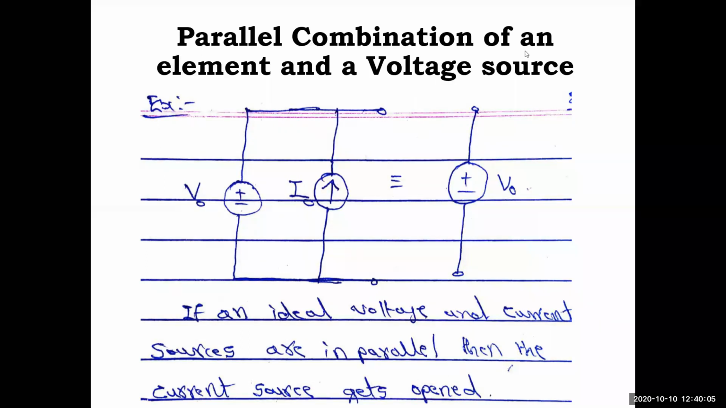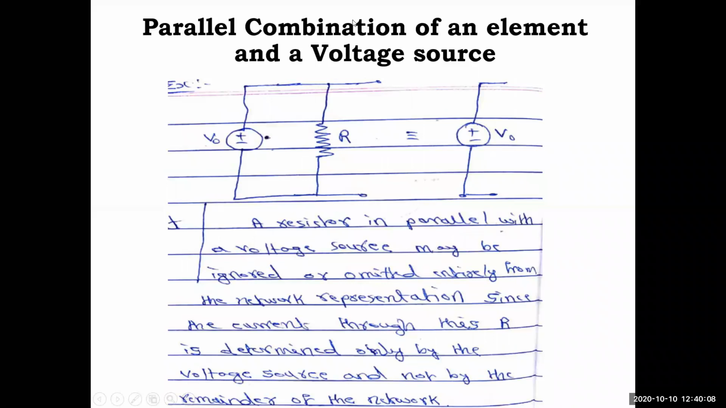Finally, we'll take one passive element like a resistor, which is what is shown here. If you have a voltage source in parallel with a resistor, then the resistor will get opened, so you'll have only the voltage source itself. A resistor in parallel with a voltage source may be ignored or omitted entirely from the network representation, since the current through this R is determined only by the voltage source and not by the remainder of the network. Whatever current goes through this will be calculated from this voltage itself, that's why I can easily remove it. Remember this, whatever we have studied so far, the minute concepts. Small concepts, make note of that.